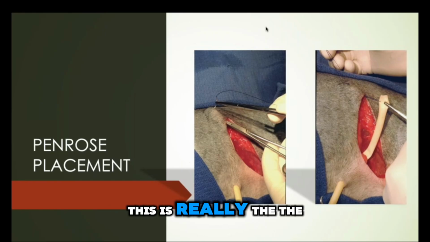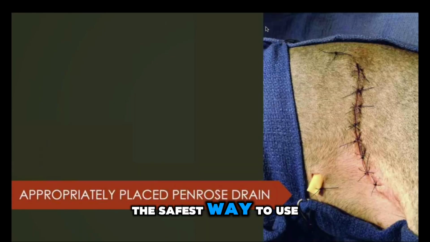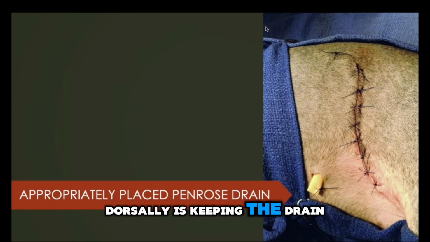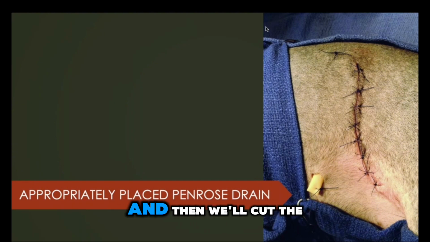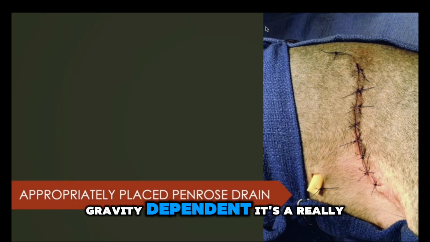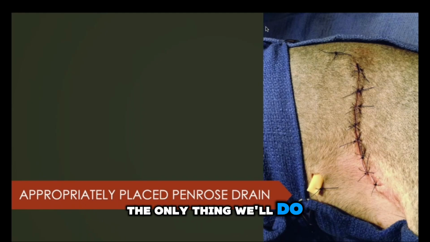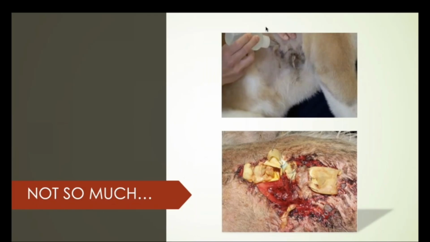But this is really the best way, the safest way to use a drain. So this is a really well-placed drain. That suture on the skin dorsally is keeping the drain intact. And so when we go to remove the drain, we cut that suture first, and then we'll cut the suture that is attaching the drain at the exit hole to the skin, far away from the incision, gravity dependent. It's a really nice placement. The only thing we'll do here is cover that drain when that patient wakes up.